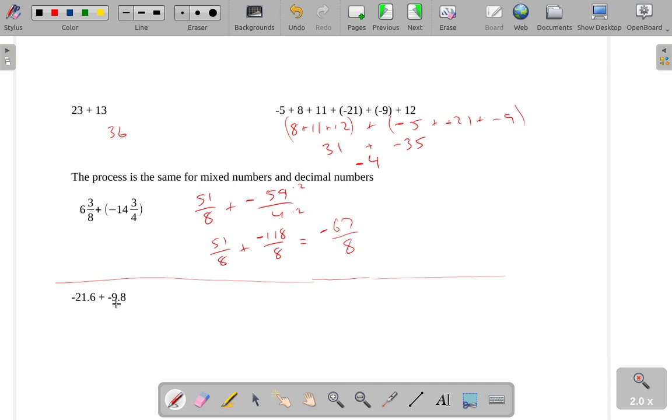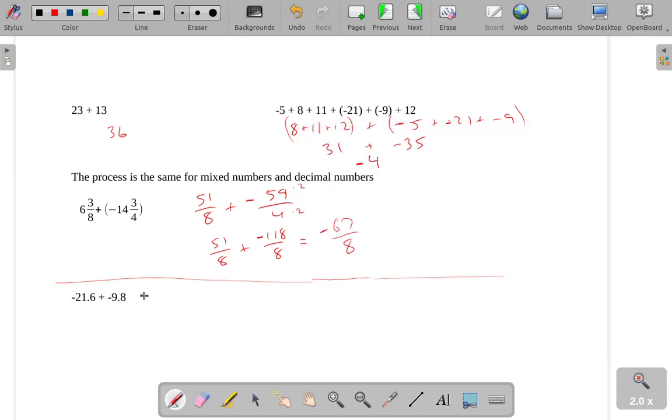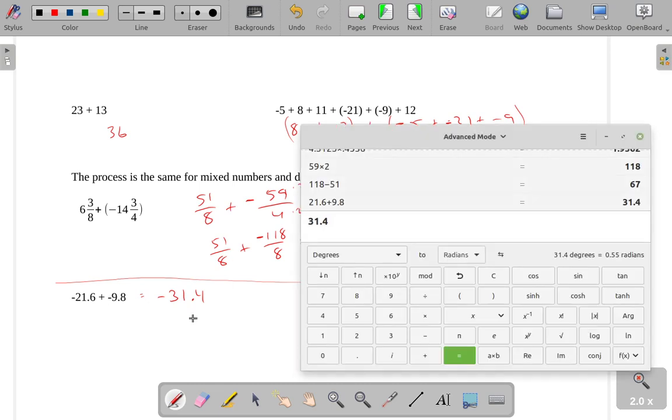All right, combining these numbers, negative 21.6 and negative 9.8, adding those together. Well, 21.6 plus 9.8 is 31.4. I added them together because they're both negative, and so this will end up being negative 31.4. Now, of course, your calculator should be able to deal with negative numbers just fine.